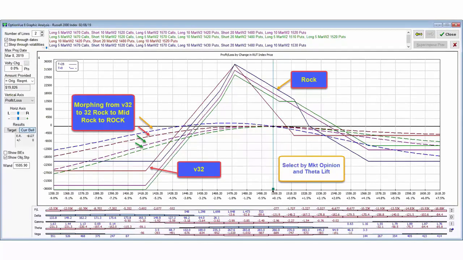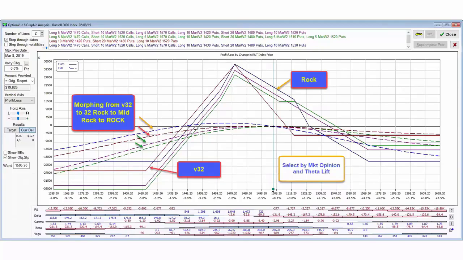And for those of you not familiar with rock, it's basically you've got a butterfly 20 points behind the market, and as the market goes higher, you'll add a butterfly 40 points above. The market goes higher, you'll add a third butterfly 20 points above. So keeping it simple, you'd have your V32. You think we're going to stall, but maybe you're outside the tent or on the edge of the tent on the V32. It's not going to gain a whole lot of value there.